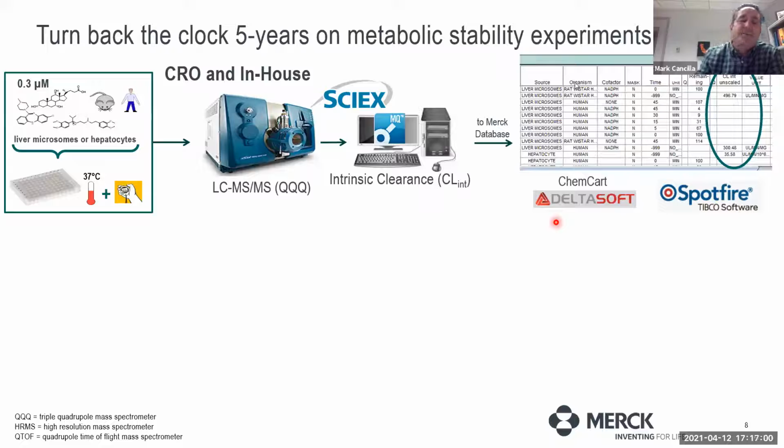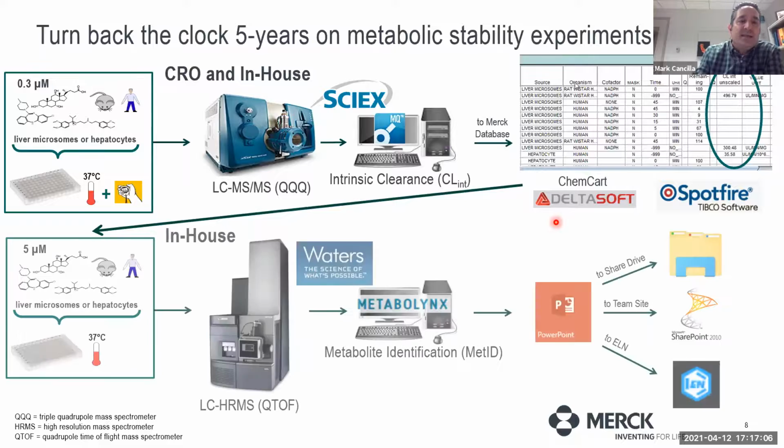And then that went into our Merck database, where teams could then see the data using ChemCard or Spotfire. And then when the teams wanted to do MetID, they would review this data, cherry pick, and then the process would start all over at a higher concentration. So now we're up to 5 micromolar, and we would repeat the same exact incubation, at least in terms of time points, and then now run it on an HRMS system. So back in the day, we were doing it on a Waters QTOF, and then that data was processed by Metabolynx, and the report out was a PowerPoint.